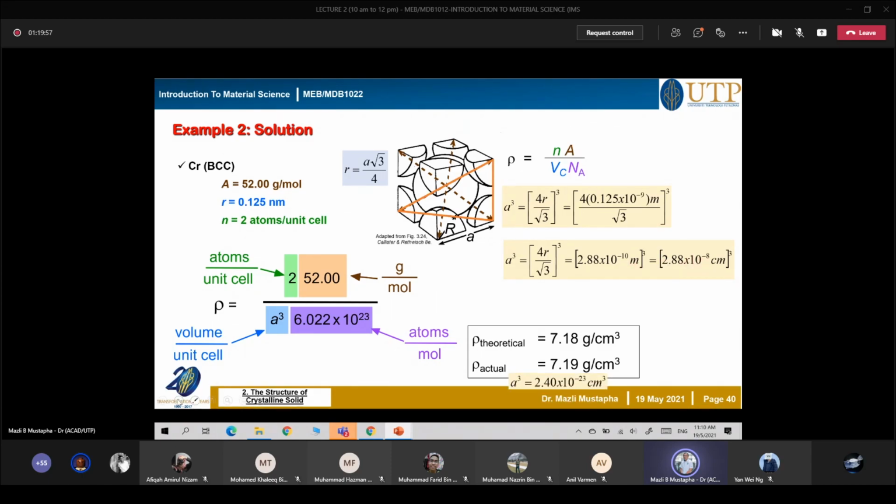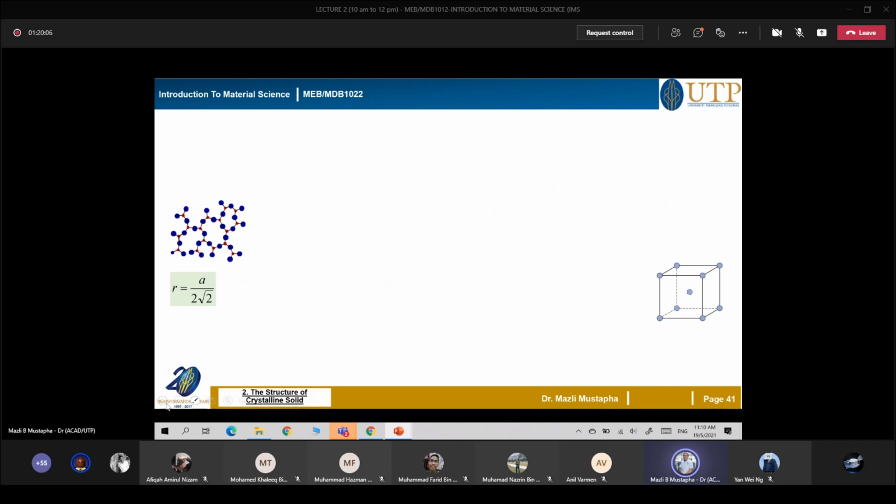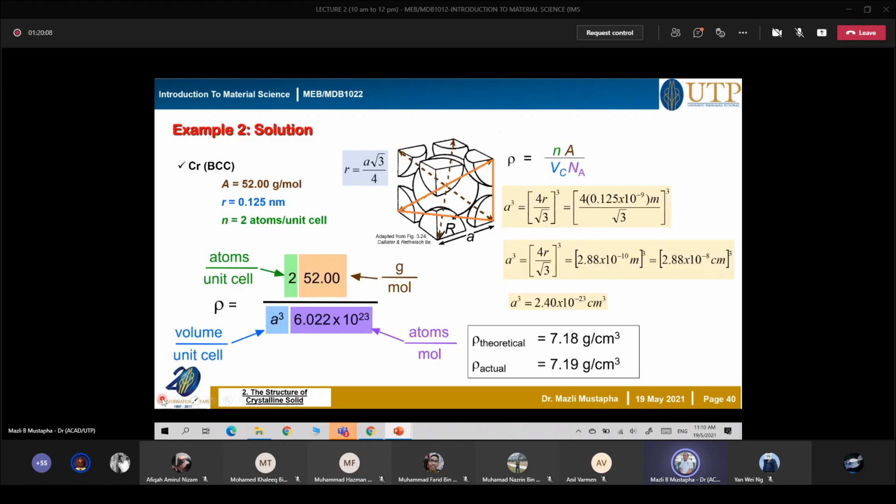If I'm wrong, just let me know. So we know that the A value is this value, so just substitute, and then we got this theoretical value, and then we just plug in. The theoretical value is 7.18 gram, 7.1 gram.